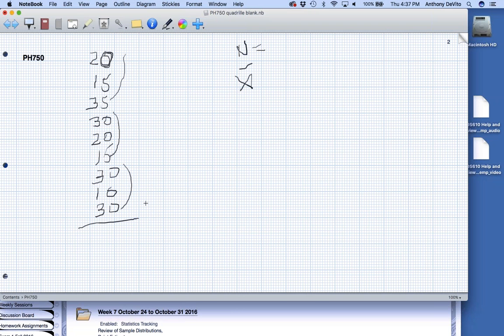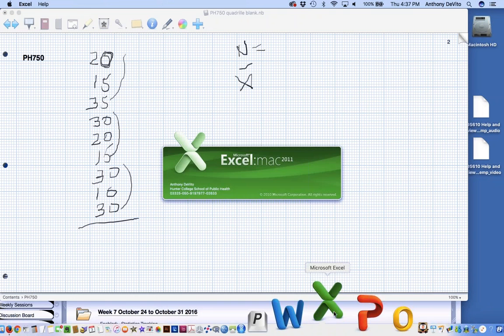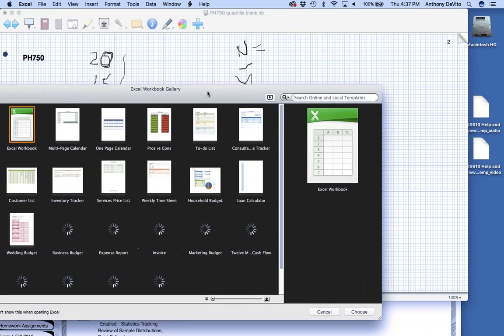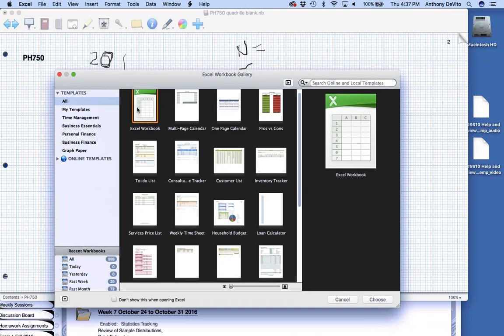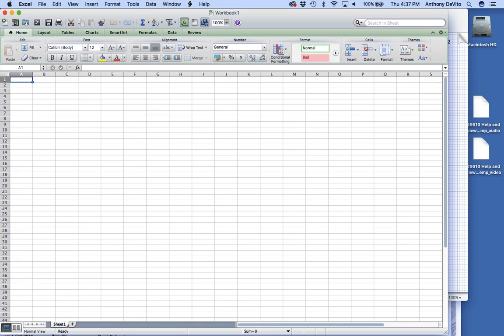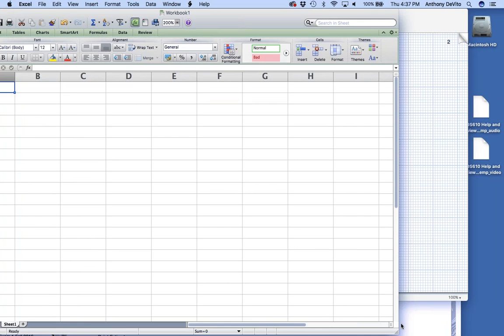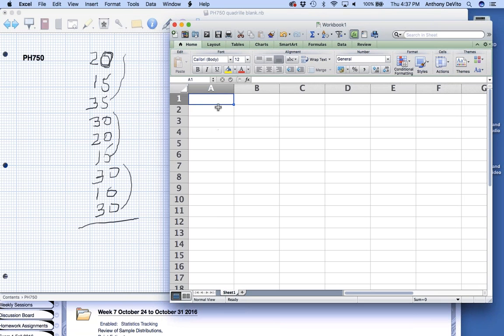There are a lot of ways I could skin a cat here. I could do this manually. I could add it up manually. I'm going to open up Excel just to make things go a little easier for me. Okay, there we go. I'm going to blow this up, reduce the window so I can fit it in here, and copy these numbers in here. You might want to do the same thing. Okay, I want to do this manually first.